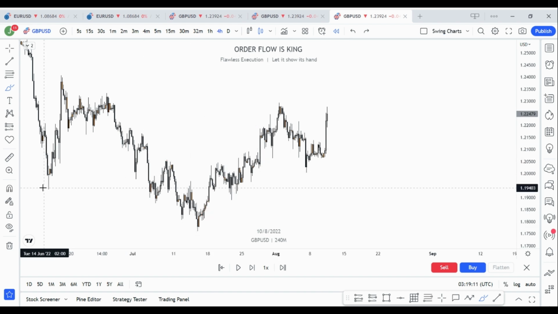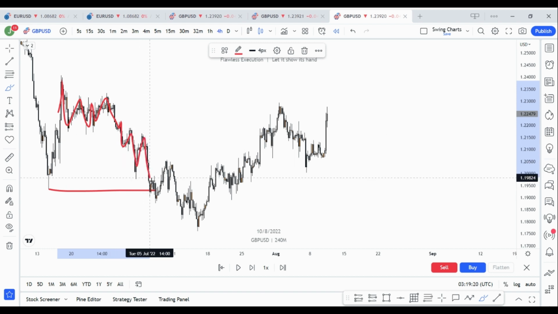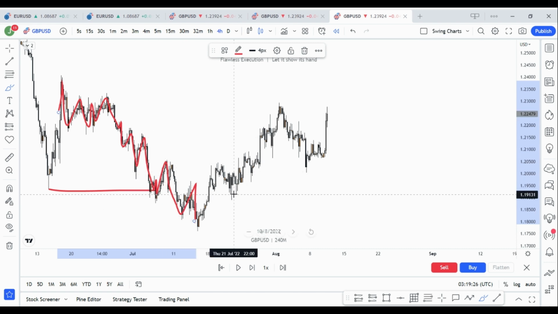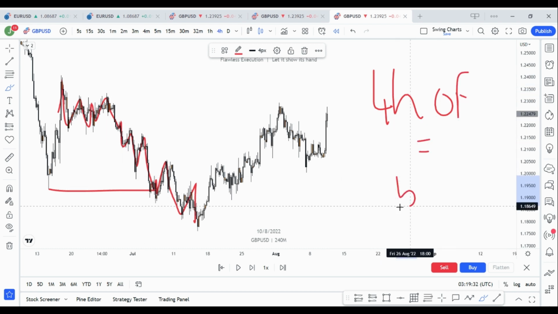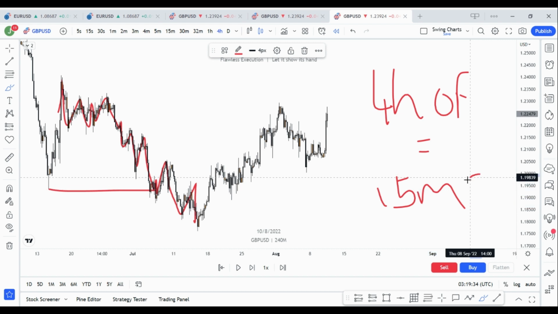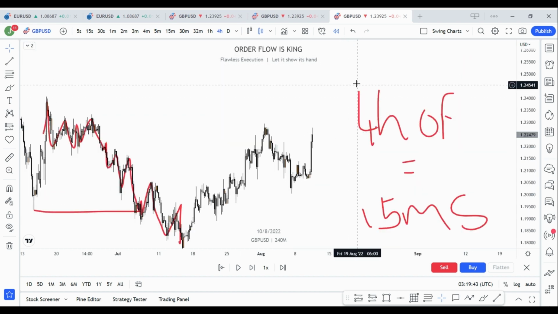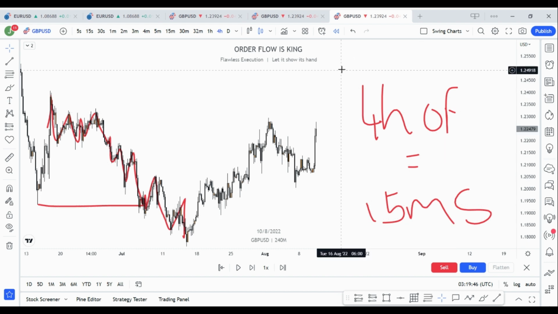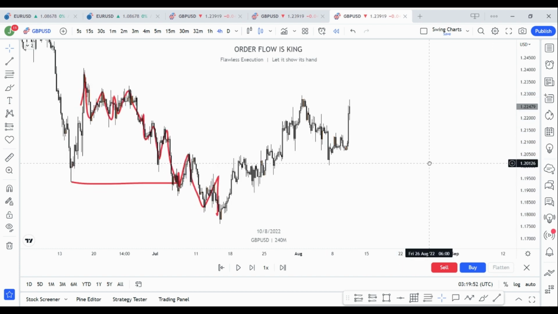So you can see that within our structural point, we have all of these ebbs and flows in the market, which is order flow. Now, usually our 4-hour order flow will be our 15M structure. So 4-hour order flow equals 15-minute structure. It doesn't always, but a lot of the time they do match up. And if you specifically use your 4-hour order flow for your 15-minute structure, you tend to be on the right side of the market more often than the wrong side.